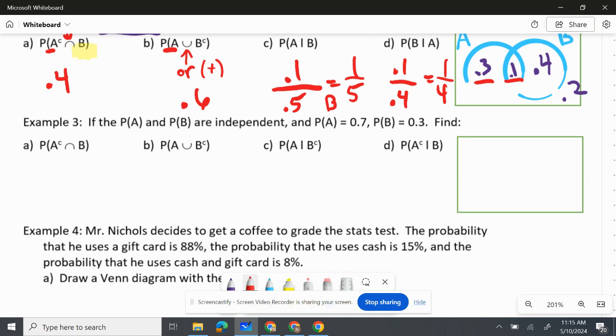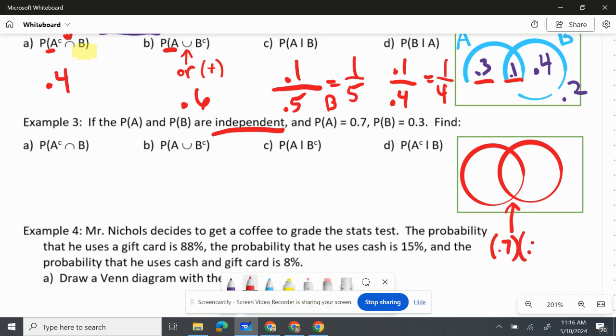Now, example 3, this right here is independent. Independent means that the middle is the product of the two. So notice they don't give us a middle, because what we're going to be doing is finding the product of 0.7 and 0.3, which is 0.21. Now that means that only A would be 0.49 because it adds up to 0.7, and only B would be 0.09, and then on the outside it would be 0.21.